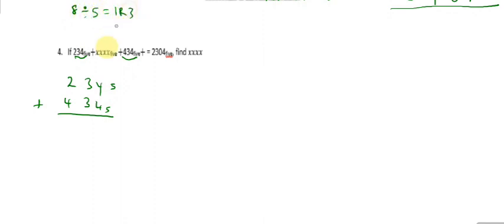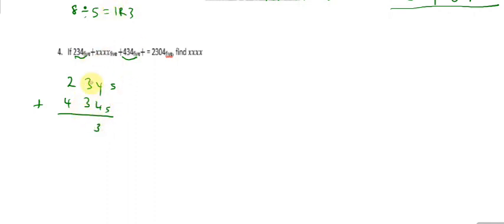First of all, add this and this together. So we're going to have 234 base 5 plus 434 base 5. So let's add this together. So we have 4 plus 4, that is 8, which is greater than 5. So we have 8 divided by 5 is equal to 1, remainder 3. So we'll write the remainder and we'll carry this 1.